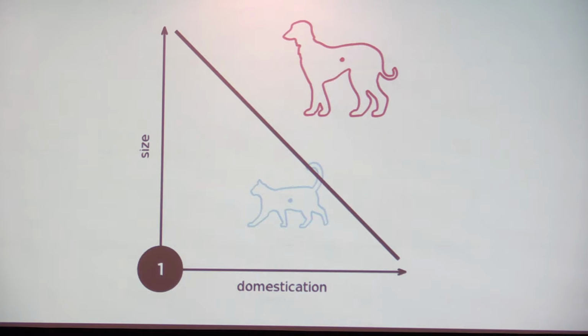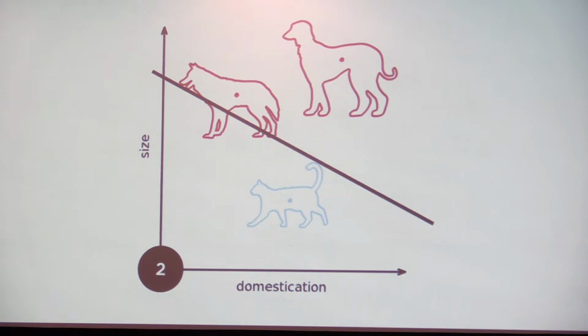So the simplest form of classification is called binary classification. And we have two classes. We'll model these as 0 and 1. And here we wanted to determine, given an animal's domestication and size, whether it's a dog or a cat. And the idea here is to draw the line not so that the line approximates the data, but so that it separates the data as best as possible. So you want a line that gives you the best separation between the two classes.